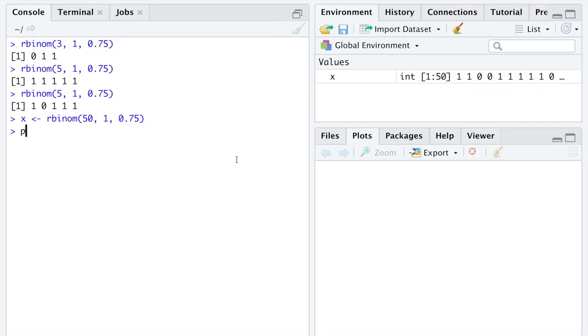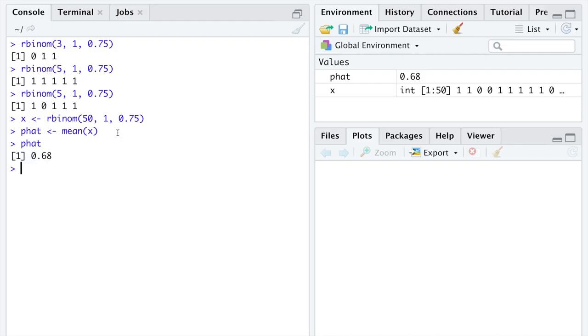So we could create a new variable named p hat by calculating the mean of x. Here I'm going to name my variable p hat, like I am guessing the population parameter p. I'm going to assign into that variable the outcome of the function mean calculated on the vector x. And look, p hat is a guess of the population parameter, 0.75. It's not perfect because we don't have all the tomato seeds in the world.